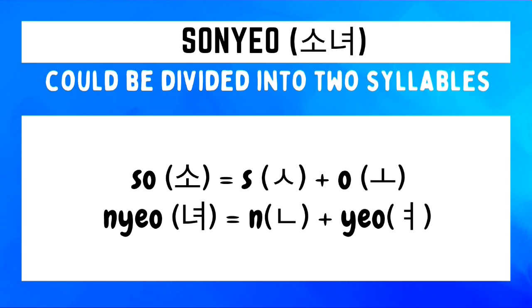How do we write sonyo in Hangul? Let's do it per syllable. To be able to write the syllable so in Hangul, we need to draw first a siyat character followed by an o character. For the second syllable nyo, we need to draw first a neon character followed by the ya character. And then we just need to combine the Hangul for each of these two syllables to form the Hangul of the word sonyo.